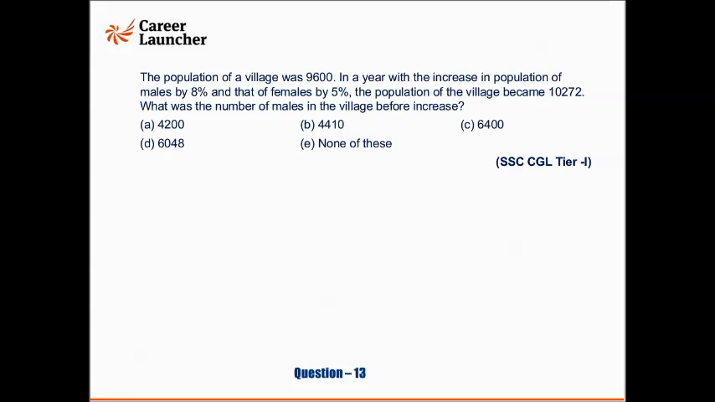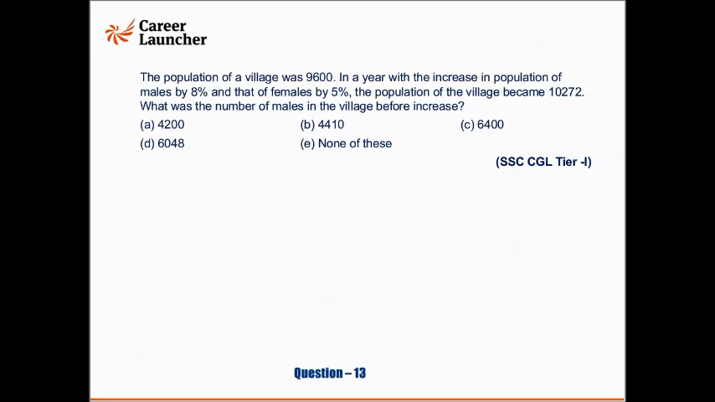The population of a village was 9600. In a year, with the increase in population of males by 8% and that of females by 5%, the population of the village became 10,272. What was the number of males in the village before increase? See, initial population was 9600. Now there has been an increase in the population of males by 8% and that of females by 5%. And then after increment, it becomes this. So initially, what was the number of males before increase?